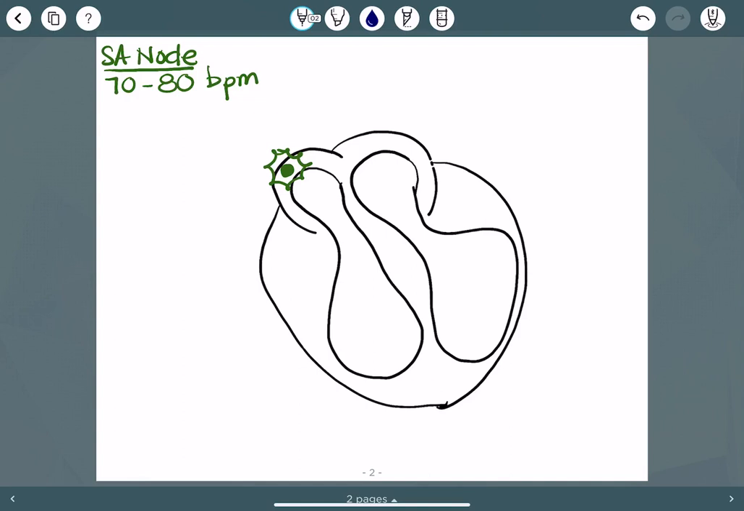So the SA node can spontaneously depolarize, and it will transfer that action potential to all of its neighbors. But it has these very specific routes that allow the action potential to travel very, very quickly, and those are called internodal pathways. These internodal pathways are in, I think that's kind of blue. Internodal pathways.